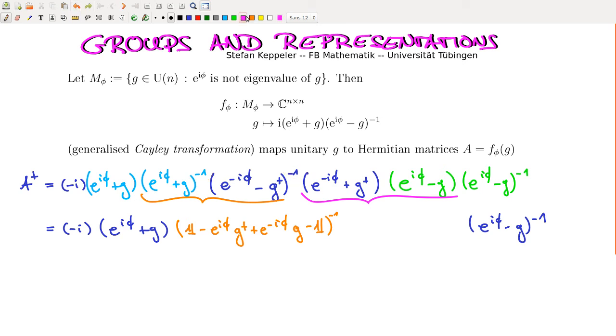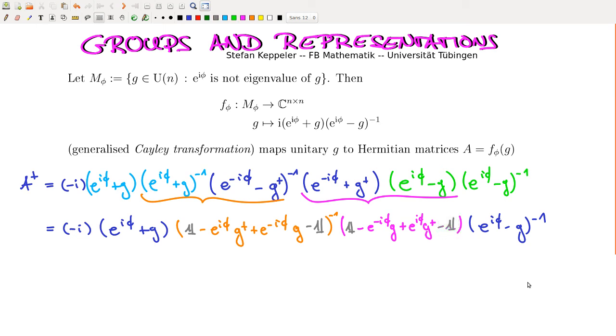And now the same for this other bracket here. We get again, this times this is 1. Now we have e to the minus I phi times g plus, no, e to the minus I phi, that's this term times this term, that comes with a minus sign. And the other term comes with a plus sign, so we have e to the I phi times g dagger, and then we have a minus 1 again from g dagger times g. Okay, the ones cancel here as well as here.